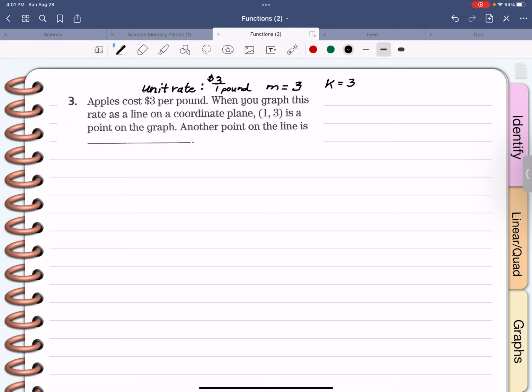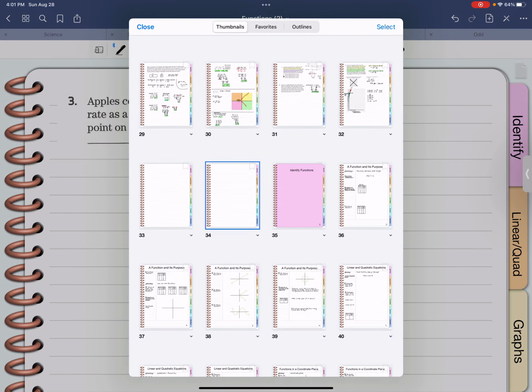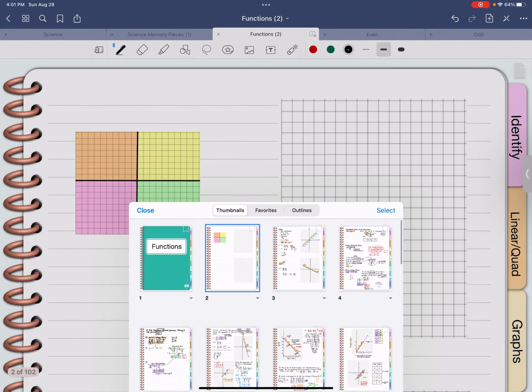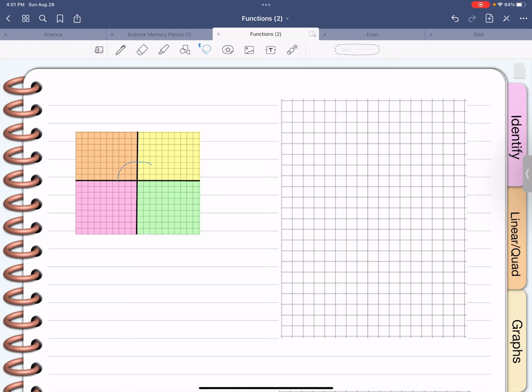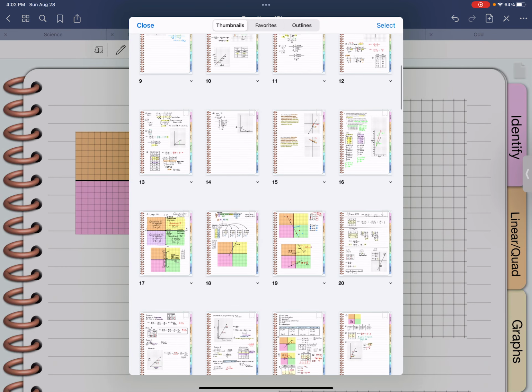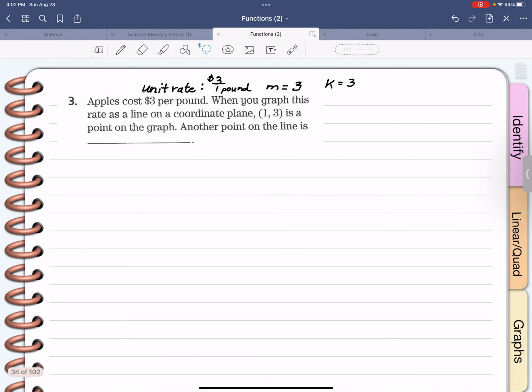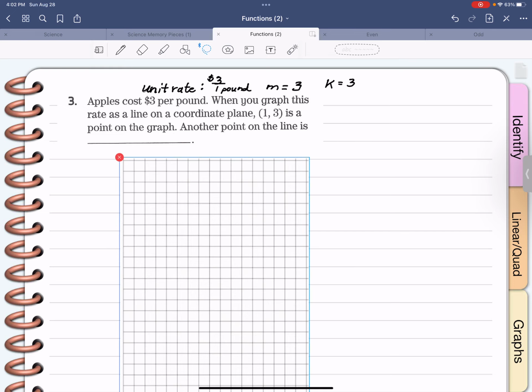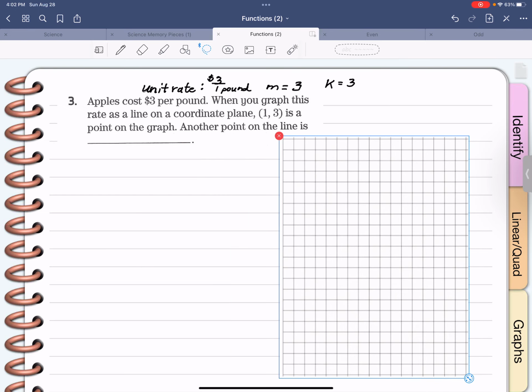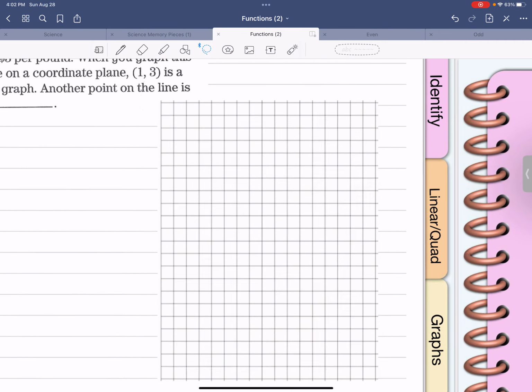When you graph this rate as a line on a coordinate plane, so I need to get us a coordinate plane. And since it does have this type of problem where we're buying, if you don't buy anything, you don't spend any money. I'm going to use this type of graph because I only need the first quadrant. And this allows me to do just a little bit bigger graph. So let's graph this thing just because we need practice.